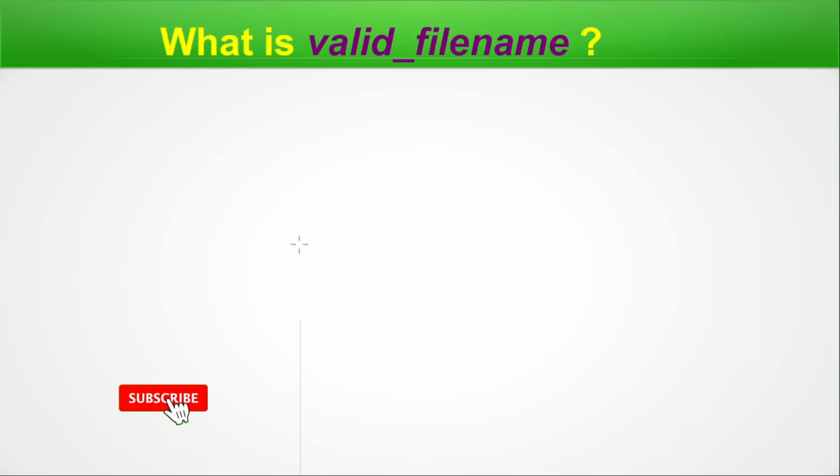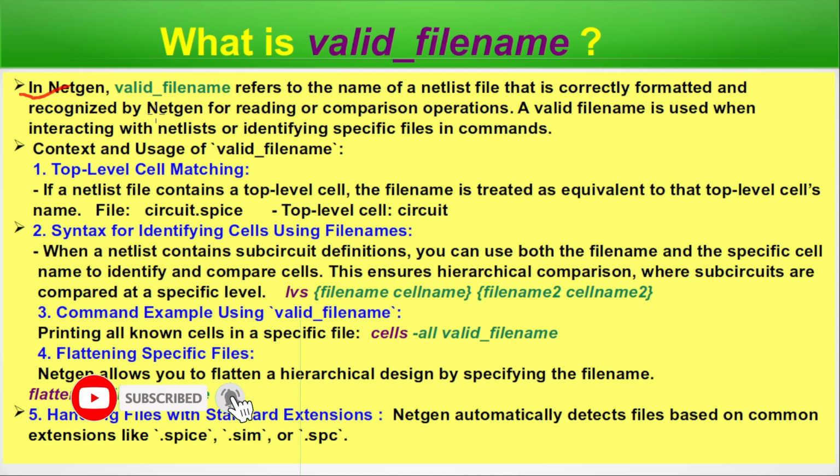So what is valid file name? In NETGEN, valid file name refers to the name of a netlist that is correctly formatted and recognized by NETGEN for reading or comparison operations. Valid file name is used when interacting with netlists or identifying special files in commands. Context and usage of valid file name. Top level cell matching: if a netlist file contains a top level cell, the file name is treated as equivalent to the top level cell's name. That is, circuit.spice, top level cell is circuit.